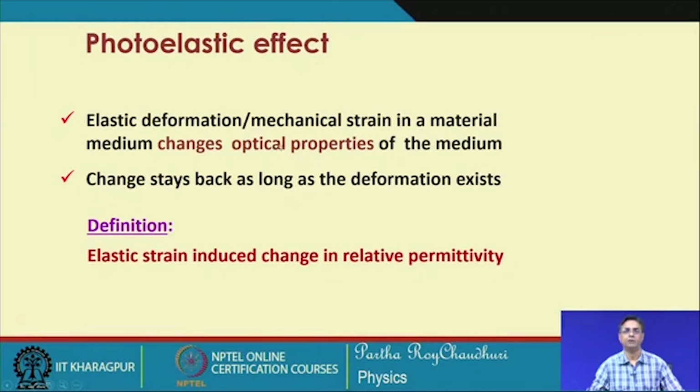refractive index or the optical properties stays back as long as the deformation exists. That is, so long as the wave is propagating in the medium, this deformation will be there. The moment it is not there, it comes back, being elastic, to the original natural state, which will be represented by the normal index ellipsoid. So, elastic strain induced change in the relative permittivity, that is how we look at this photoelastic effect.